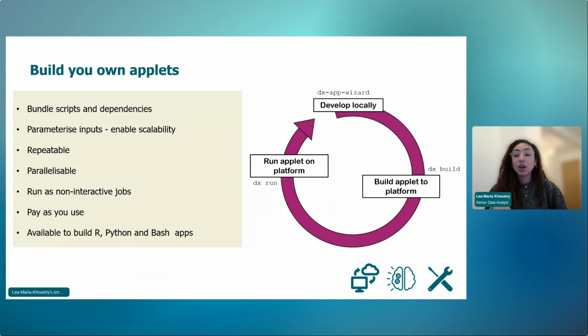The DX Toolkit also provides you with command line tools to be able to build your applet and bring it into the RAP. So there's the dx-app-wizard command that builds the skeleton file of your applet. This will be the separate folders where you will put in your code, build your applet, and once you're ready, you can use the command line dx build that will bring it directly onto the RAP, and dx run will allow you to run your applet on the RAP.